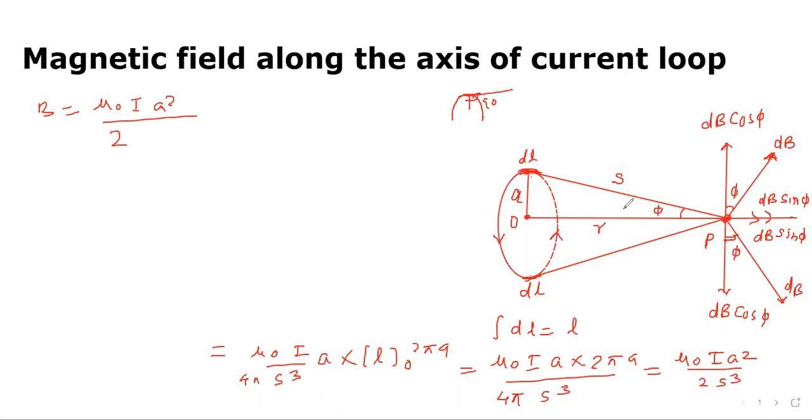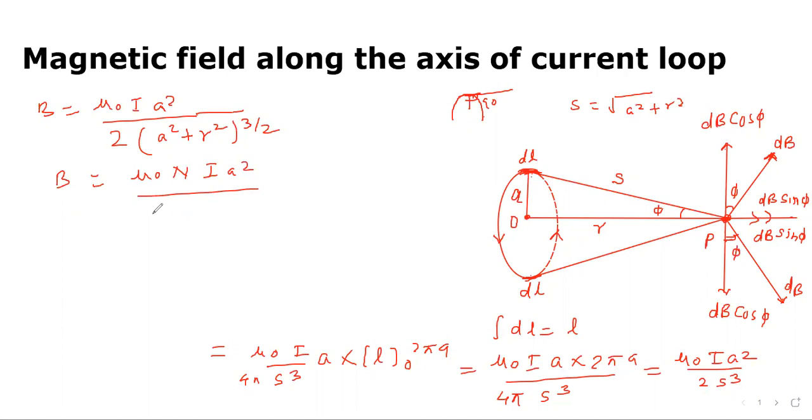Here s can be found by using Pythagoras theorem. s equals root of a square plus r square. So here we have s cube. It means we will get a square plus r square power 3 by 2. So this is the basic equation. Now if there are N turns, then B will be equal to mu naught N I a square divided by twice of a square plus r square power 3 by 2.